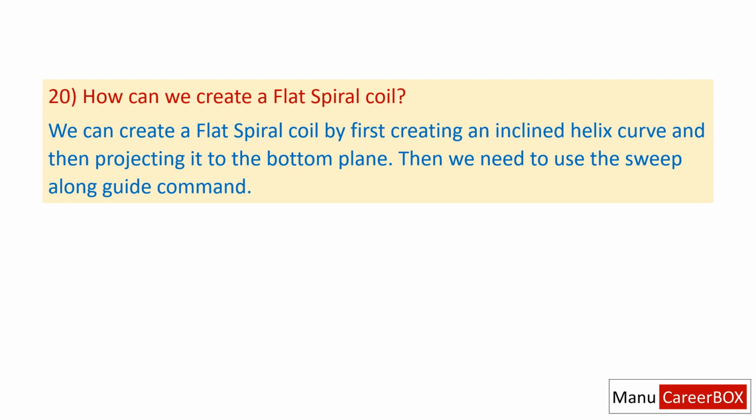20. How can we create a flat spiral coil? We can create a flat spiral coil by first creating an inclined helix curve and then projecting it to the bottom plane. Then we need to use the sweep along guide command.